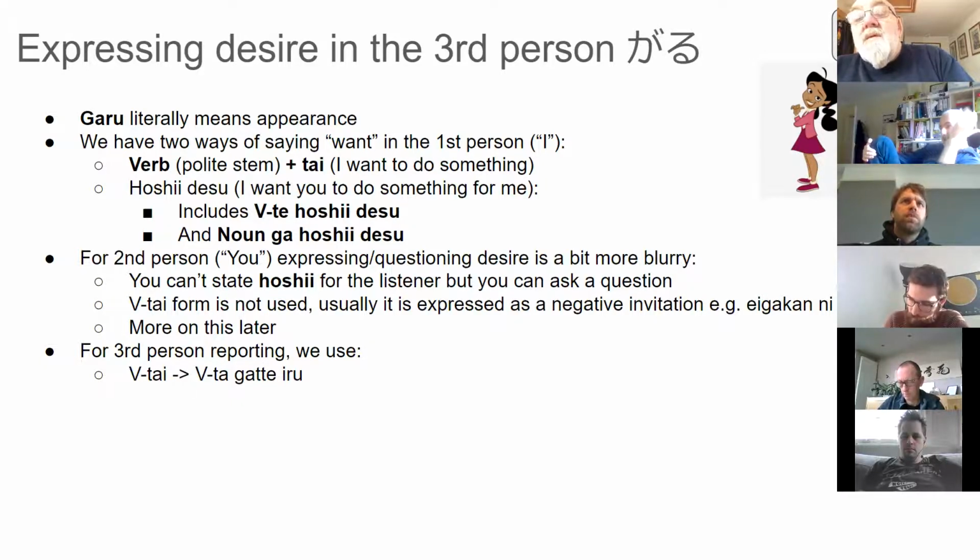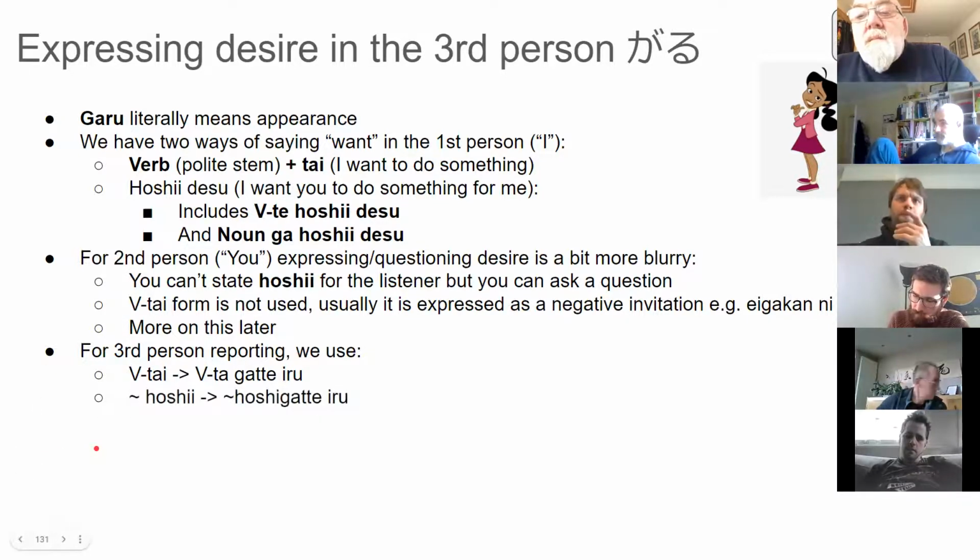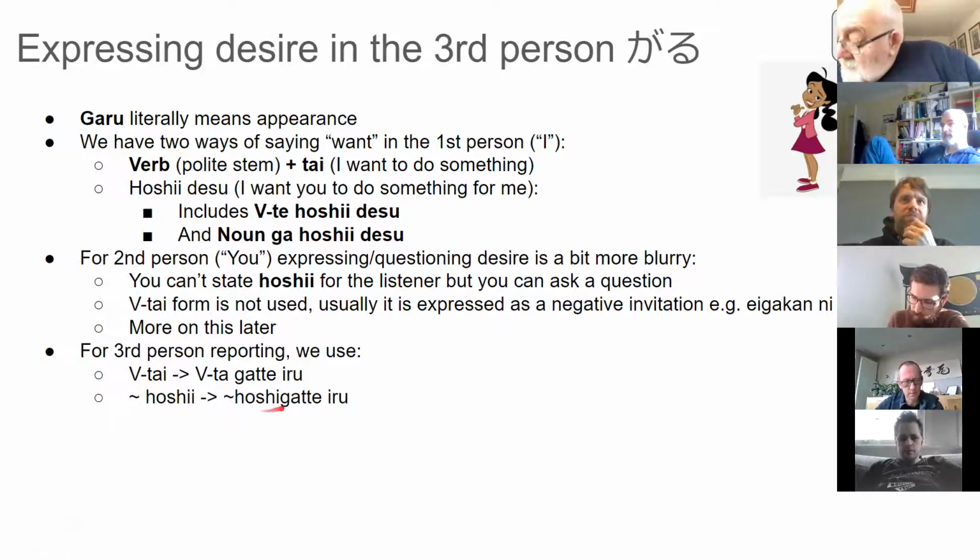Itagatte iru. Exactly. Yes. Okay. Eigakan ni Effie-san ga koshukai ni ikitagatte imasu ka? Excuse me. For hoshi, just to want, then this becomes hoshigatte iru. Hoshigatte iru.